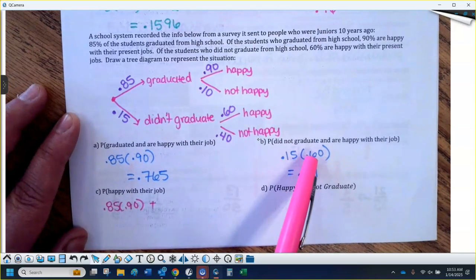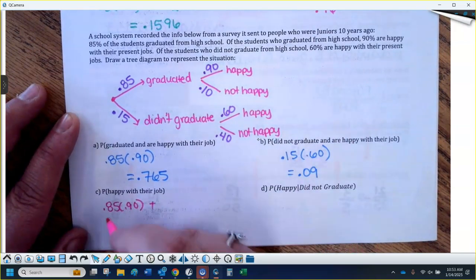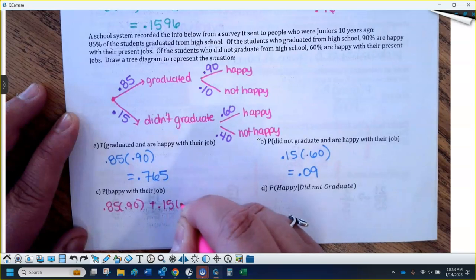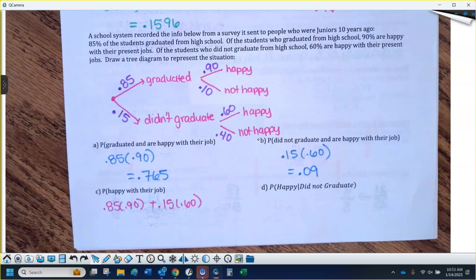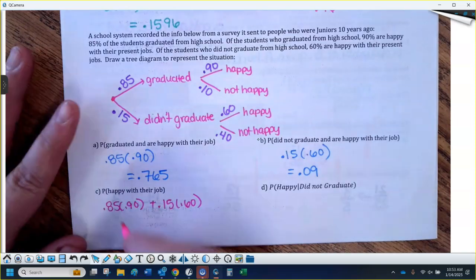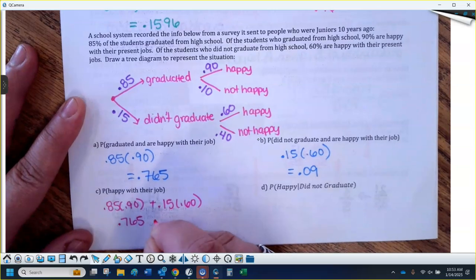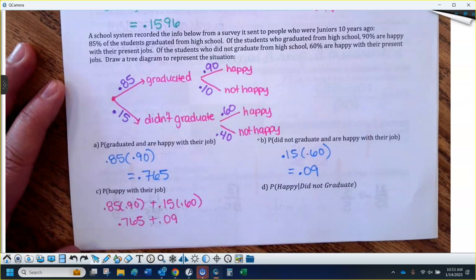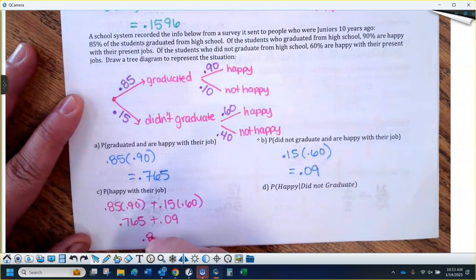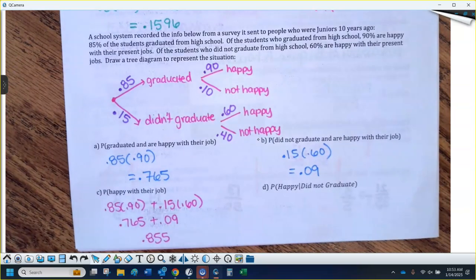And the probability they didn't graduate, also happy with their job. We already did that right here. That 0.15 times the 0.6. There's just two different ways that can happen along with the branch. It just says probability the person's happy. So since that has two different endings there, we have two different probabilities. And then we would just add these guys together. So we'd have the 0.765 plus the 0.09 there, which would give us a total probability. Most of the people then, if you think about that as a percentage, it'd be almost 86% of these people are happy with their job.